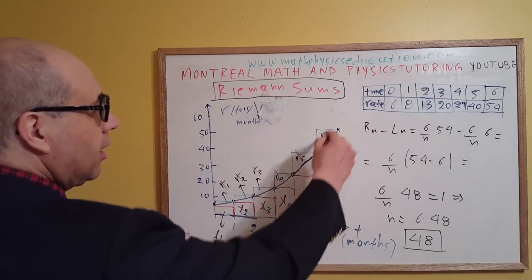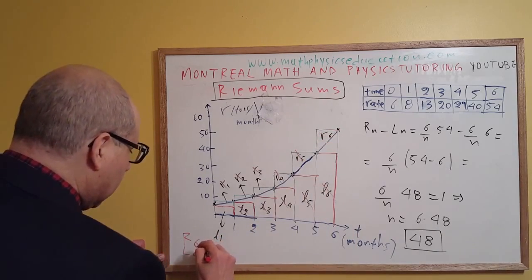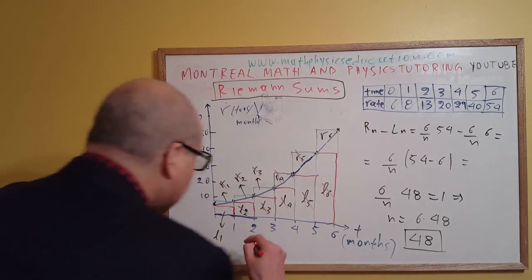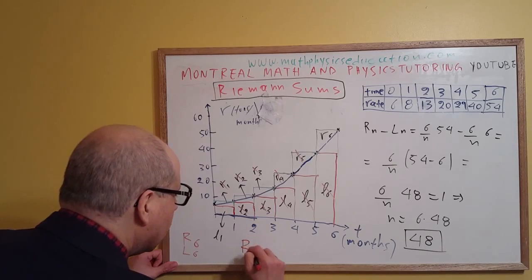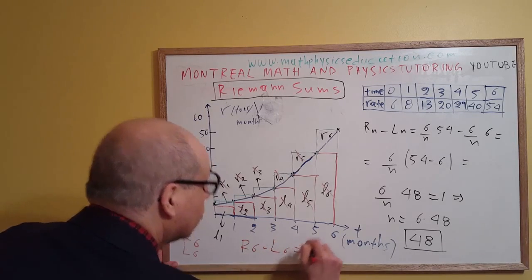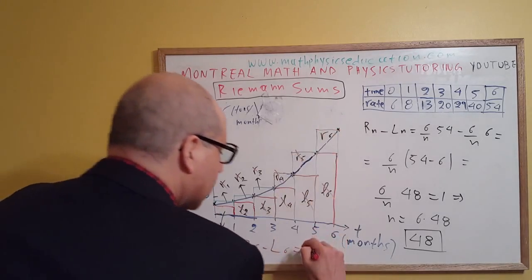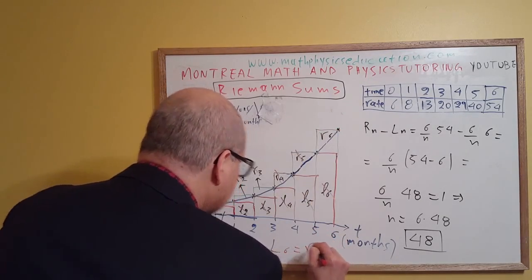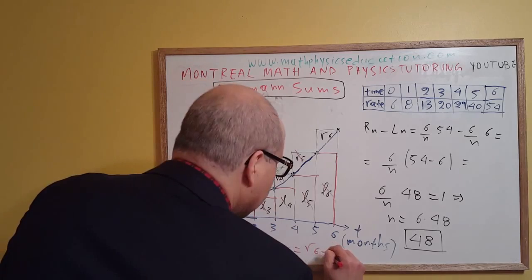will be this. So if you take the R6 minus the L6, that will be equal with R6, lower R6, minus L1.